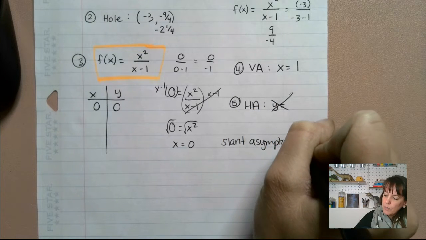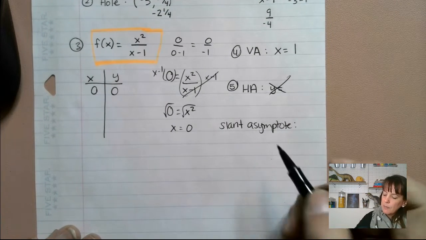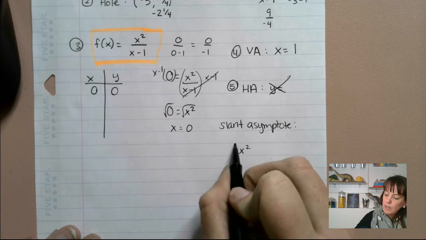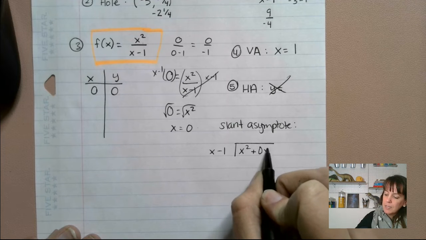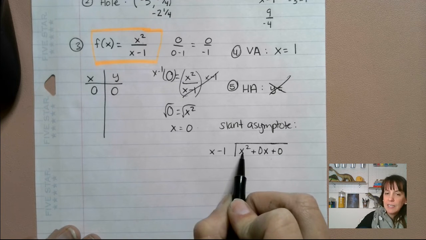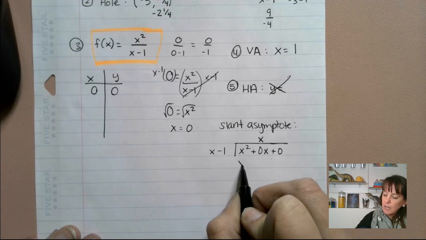So, slant asymptote. Here's what we do. Remember that long division we learned earlier in this unit? You're going to do the same thing here. This is on top of the table, so we're going to put it under the table, x squared, and we're going to put x minus 1. Now we have to hold a placeholder in here, so I'm going to do plus 0x plus 0. What do I need to multiply x by to get x squared? Just x. x times x gives me x squared.